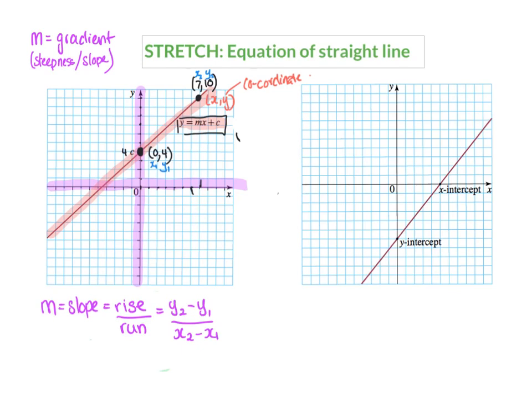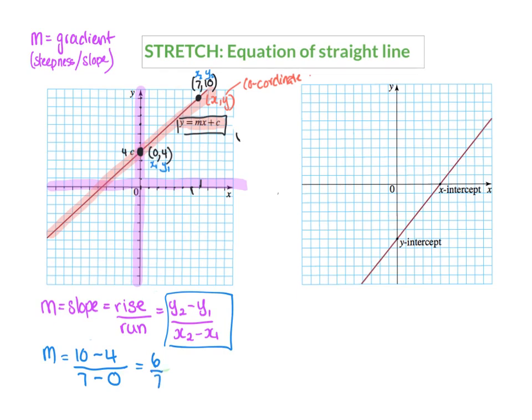So if I was going to find the gradient of that one, I'm going to use this formula first. I'm going to show you how to do it with that one. So my y2 is the number 10, and my y1 is the number 4. I'm just putting it into the formula, and my x2 is 7, and my x1 is 0, so I'll put 0. So then you can just do that. So 10 minus 4 is 6, and 7 minus 0 is 7.